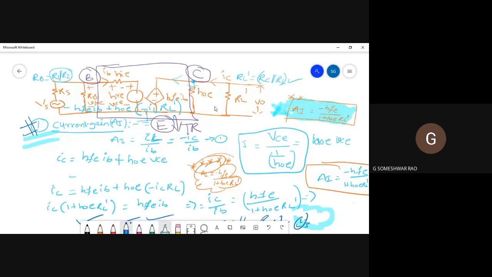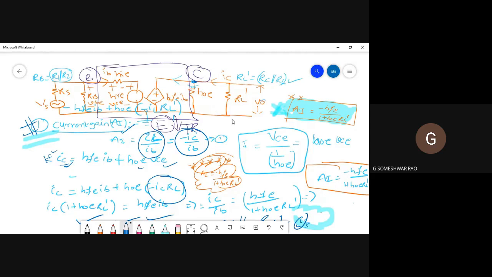So in the last class, what we have seen is the CE analysis part. Current gain we have seen. When I say current gain, AI is IL by IB. IL is minus IC by IB. Then at the collector terminal we obtained a KCL. If I apply KCL, then IC is HFE IB plus HOE into VCE. What is VCE? VCE is nothing but V0, the output voltage. That VCE we have replaced by minus IC into RL.